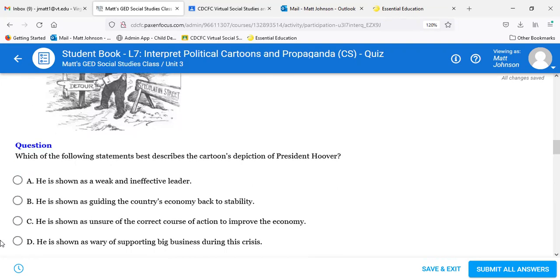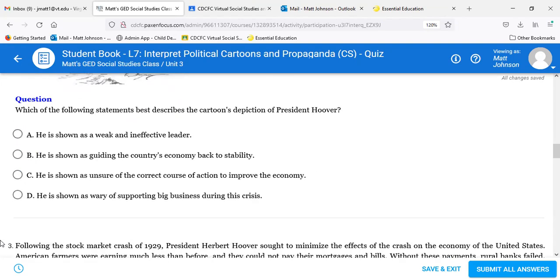All right, so with that in mind, which of the following statements best describes the cartoon's depiction of President Hoover? Nautica, how about you give that one a try?